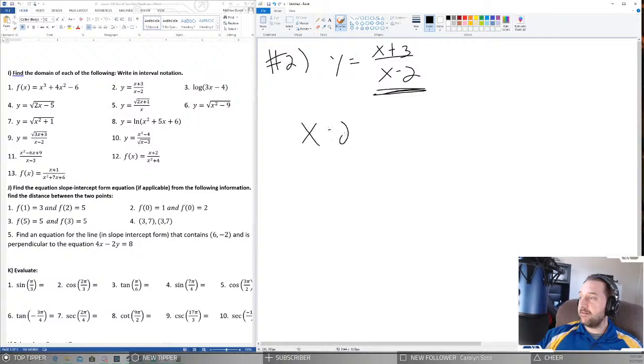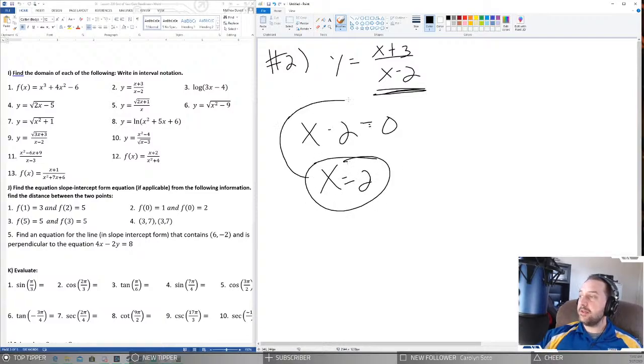So I'm going to find where it's going to give me a 0. So I'm going to say x minus 2 equals 0. Add 2 to both sides. X equals 2. So if I plug in 2, I get 5 over 0. So therefore, this is my restriction.